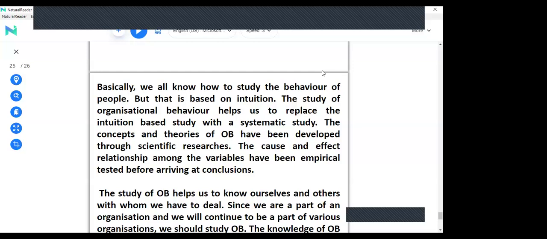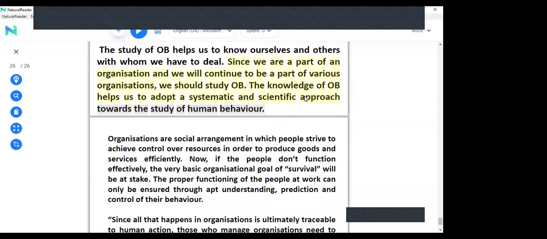We have to study people behavior, meaning organization behavior, but inside the organization, people behavior. We are studying organization behavior, but we have to study it in a systematic way. That's enough, my dear student, to get the real idea about the definition of organization.